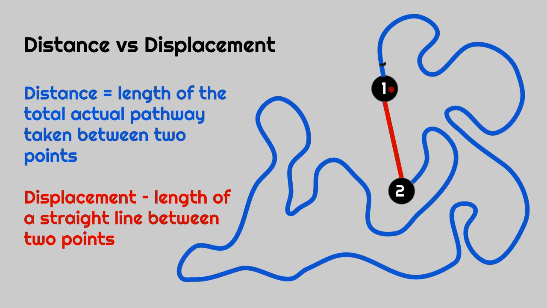So let's say I wanted to get to a particular cave at Hocking Hills, and I have to drive all this way. All right. So that's my total distance here. Total distance is the blue line here.